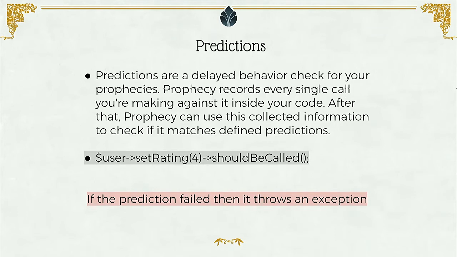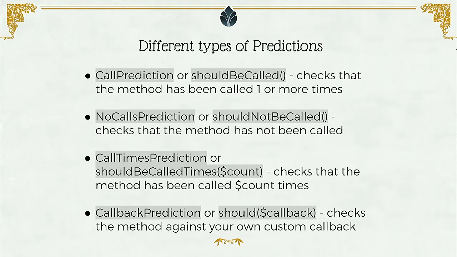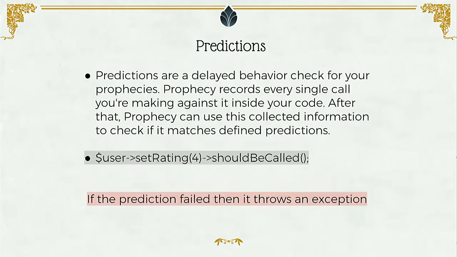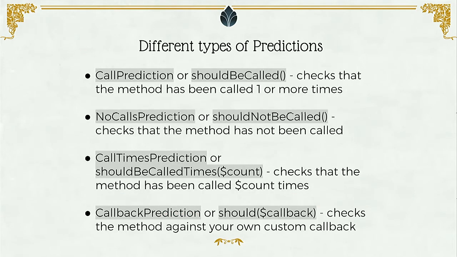So if the prediction fails, it throws an exception. We have a couple of different types of prediction you can use. You can use the should be called prediction. When this is happening, we can write set ratings 4, then should be called. And if it should not be called, you can say should not be called, and you can say should be called times when it has to be called. And you can say callback predictions also.